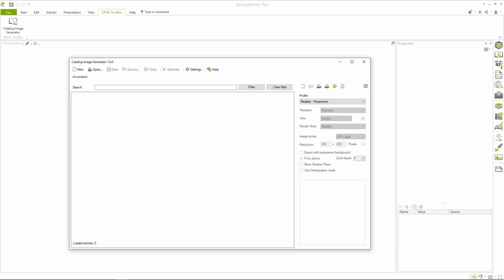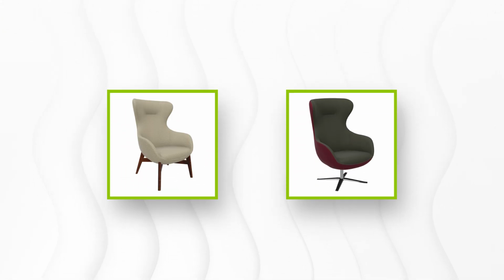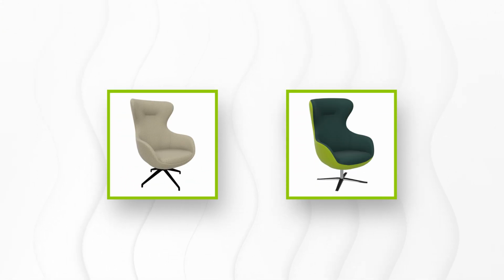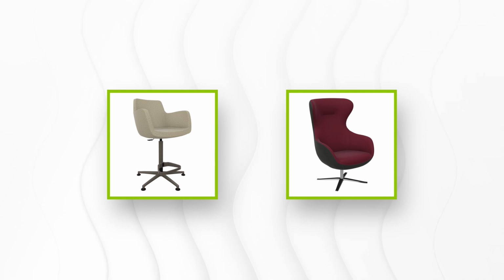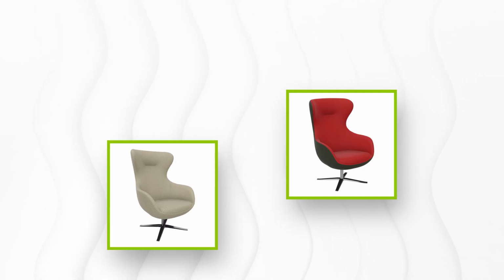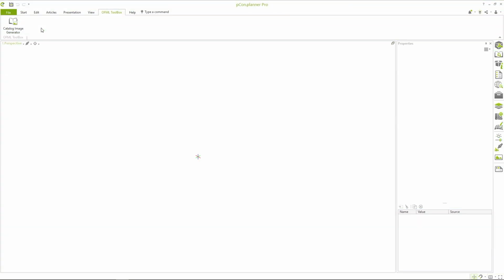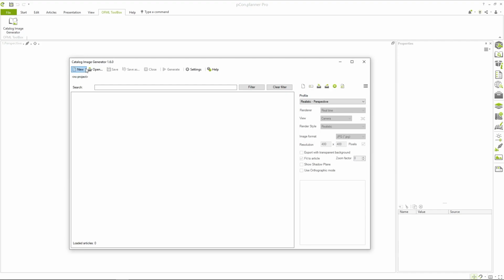Welcome! In this video, I'll introduce you to the pCon.planner plugin, Catalog Image Generator. With this data management tool, you can quickly create high-quality images for the various configuration options of your products. After installing the plugin, you'll find a new tab called OFML Toolbox in pCon.planner Pro. Click the Catalog Image Generator button to open the plugin interface.